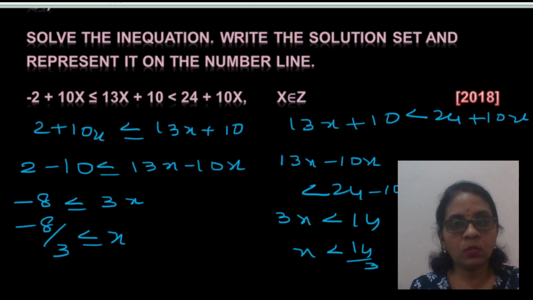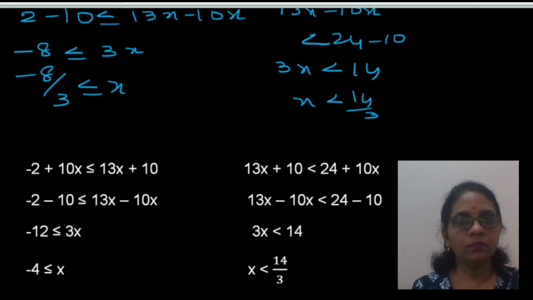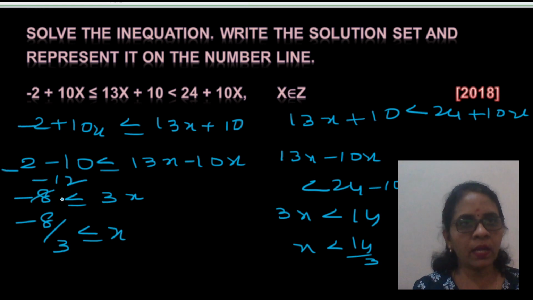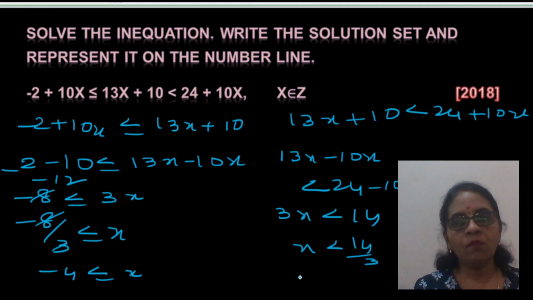So let's see the solution now. We got minus 8 by 3, they got minus 4. Let's see what mistake we have made. Okay, let's scroll up once. So yeah, it is minus 2. I missed the minus 2. So I'm sorry for that. So it is a minus 2 here. So which makes it minus 12, and this becomes minus 4. So minus 4 is less than or equal to x, and x is less than 4 2 by 3.